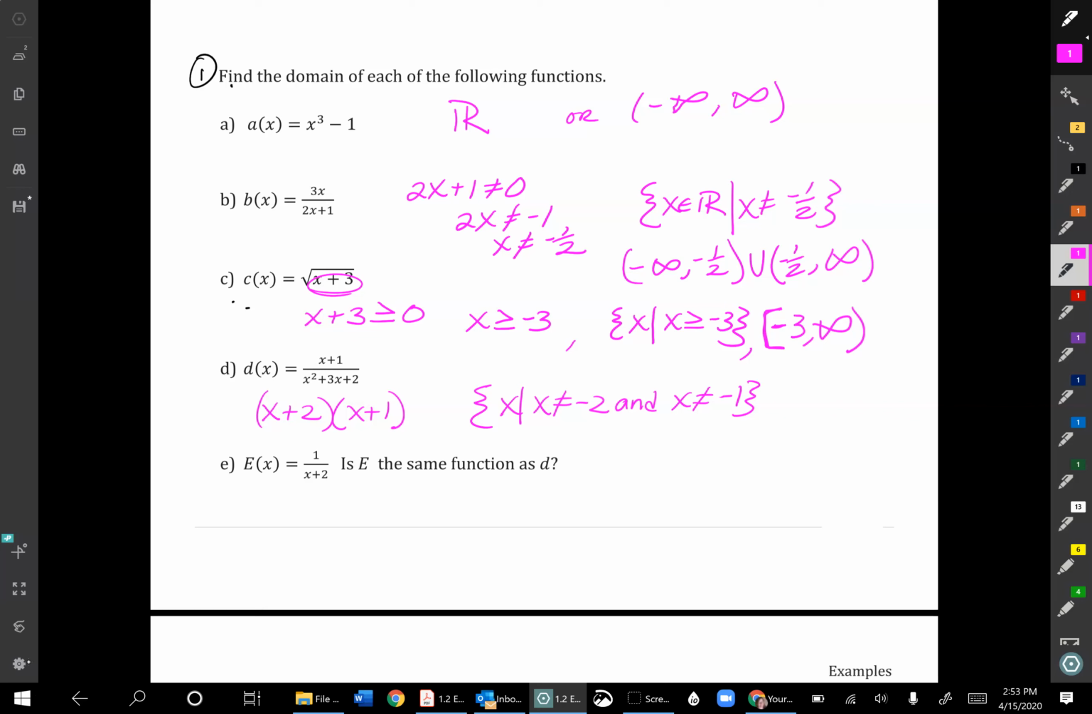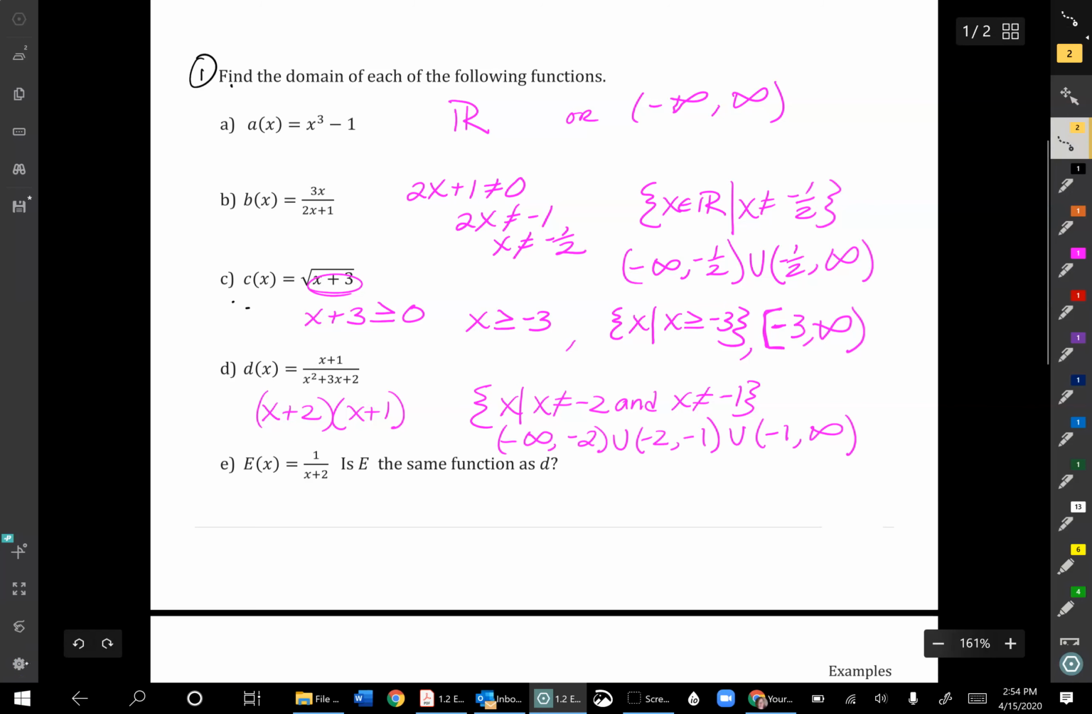So to write that in interval notation, I'll jot that down here. You can go ahead and try, and make sure you know how to do that. I'm going to pause the video for a second and write that out. Okay, so this is how I would write that. I would have negative infinity to -2, using all curved parentheses, union -2 to -1, union -1 to infinity. So I think the set notation in that case is much easier to use.